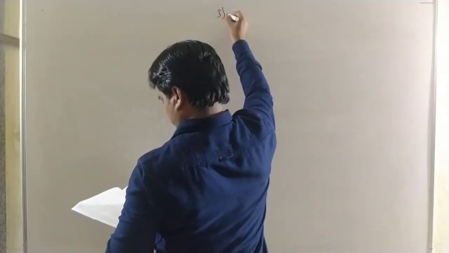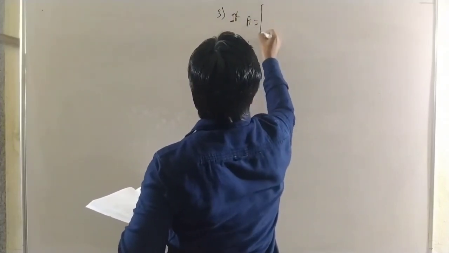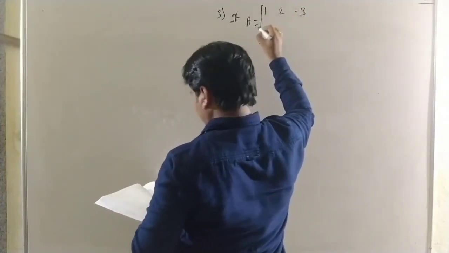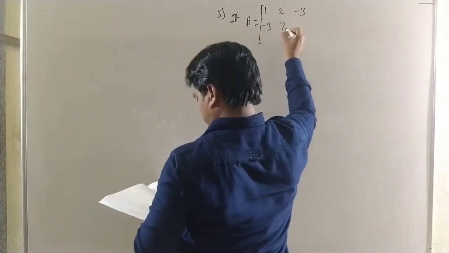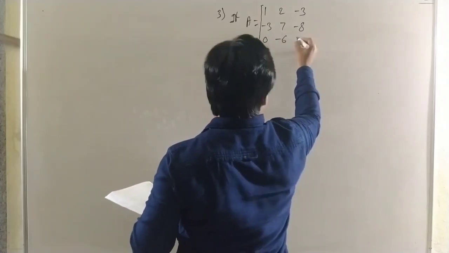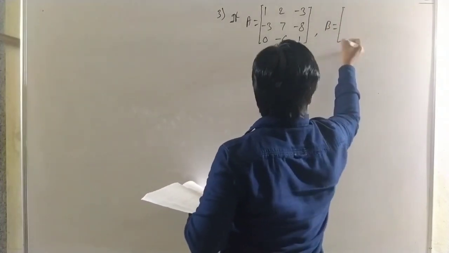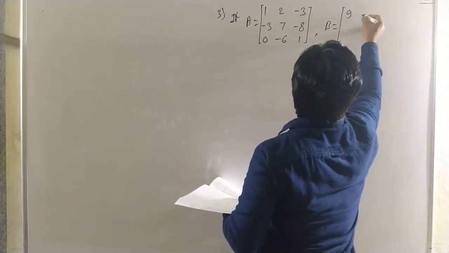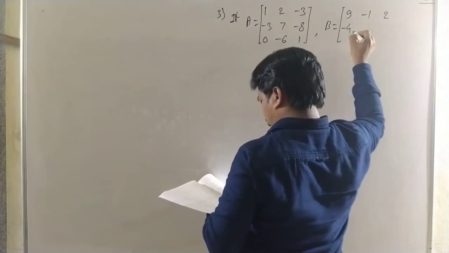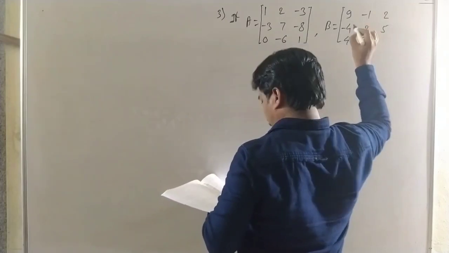The third example. If A is the matrix 1 2 minus 3, minus 3 7 minus 8, 0 minus 6 1, and matrix B is 9 minus 1 2, minus 4 2 5, 4 0 minus 3.